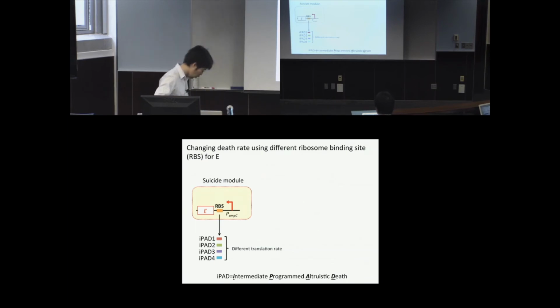Okay. So I designed 4 different RBSs to modulate the E gene. I call them iPAD 1 through iPAD 4, which stands for intermediate programmed altruistic death. When I did this, there was only iPad 2 or even iPad 1, so I thought I was going ahead. But now it's unfortunate that Apple also has iPad 4. I should have patented this. But anyways, so I did this.